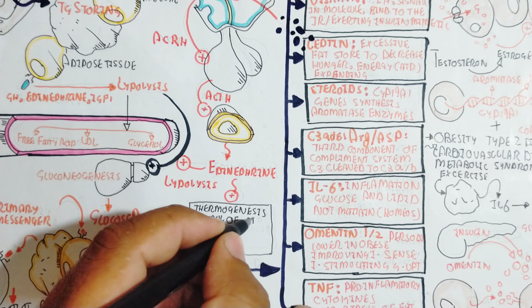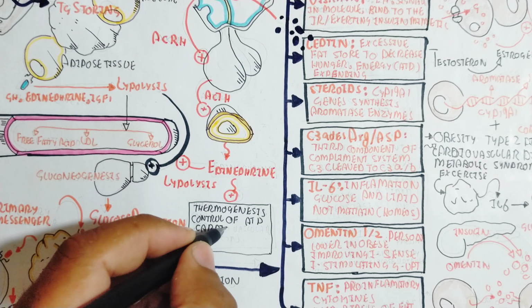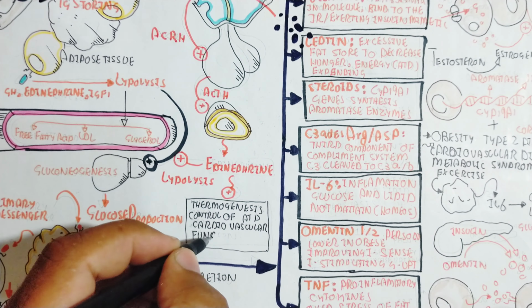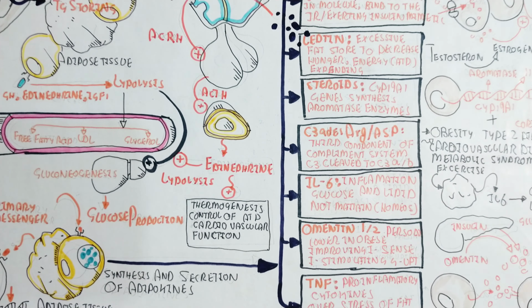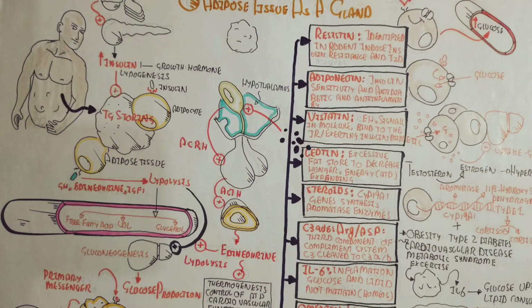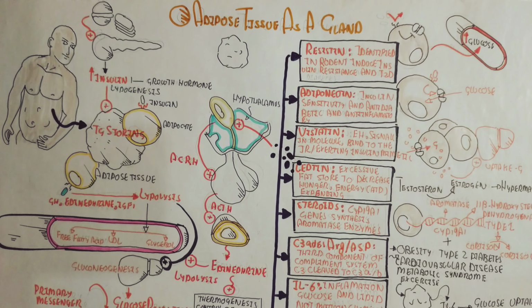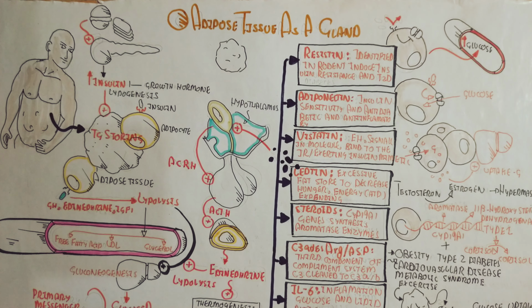Importantly, for the adipose tissue as a gland, whenever the size of the adipose tissue increases, it will decline omentin and other things, and increase resistin, which will lead to type 2 diabetes mellitus.